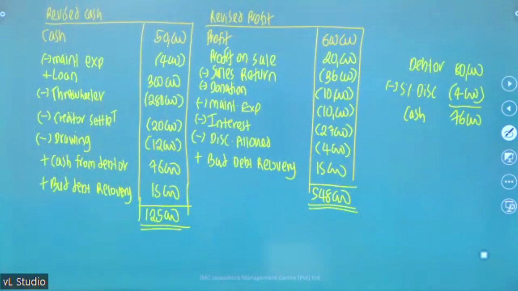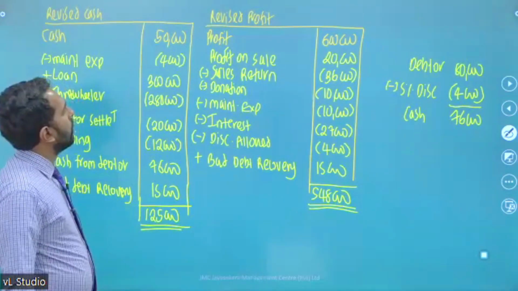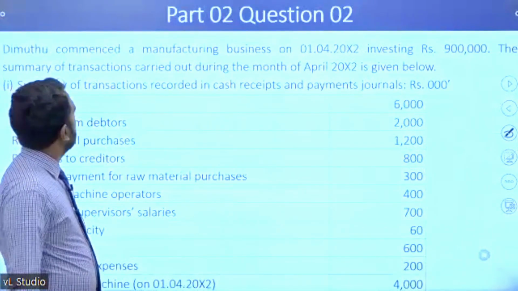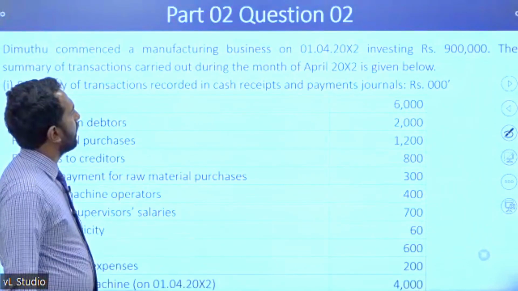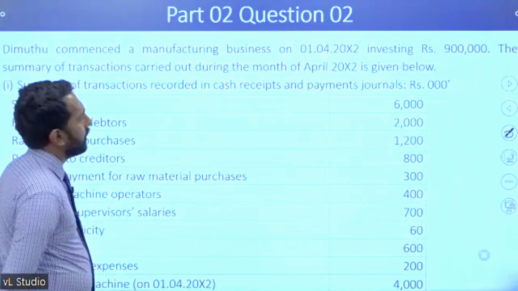So we have received the answers. The adjusted cash balance is 125,000 and the adjusted profit is 548,000. Right. Okay. So we have completed question number 1. Right. So we'll look at question number 2 here.